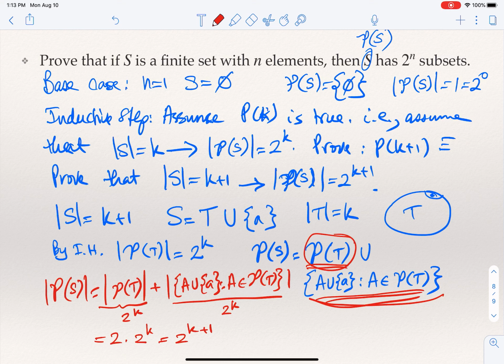So now we showed that P of 0 is true in this case. This n here should have been n equals 0. P of 0 is true. And then we showed that P of k implies P of k plus 1 for arbitrary k. Therefore, for every n, P of n is true. Okay?